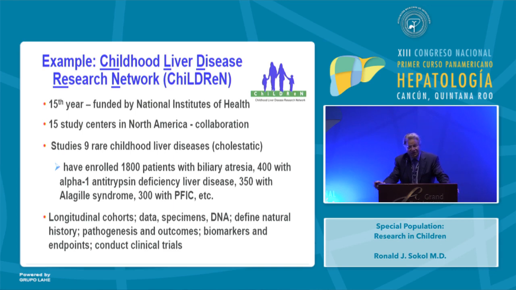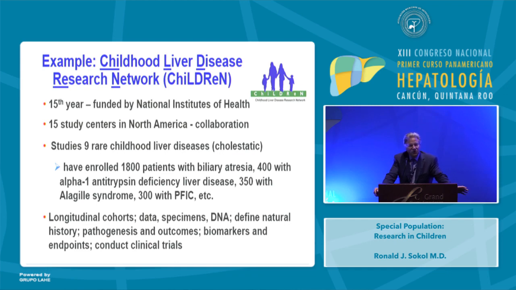So NIH funded 15 sites in North America. We're in our 15th, now in our 16th year of funding. We've enrolled very large numbers of patients relative to these rare diseases. Over 1,800 children with biliary atresia have been enrolled, 400 with alpha-1 antitrypsin deficiency liver disease, and so on.